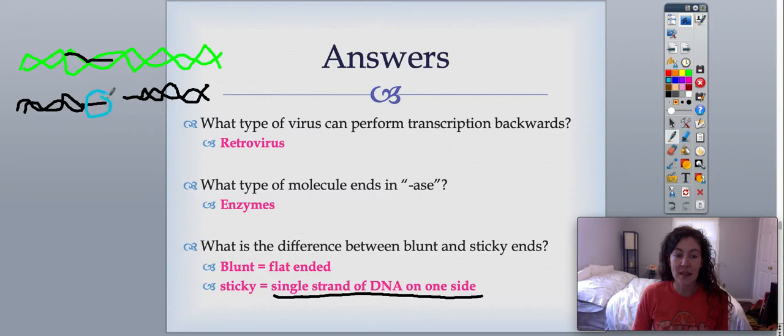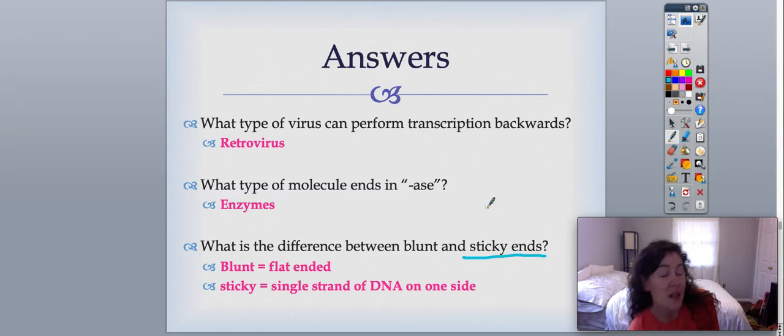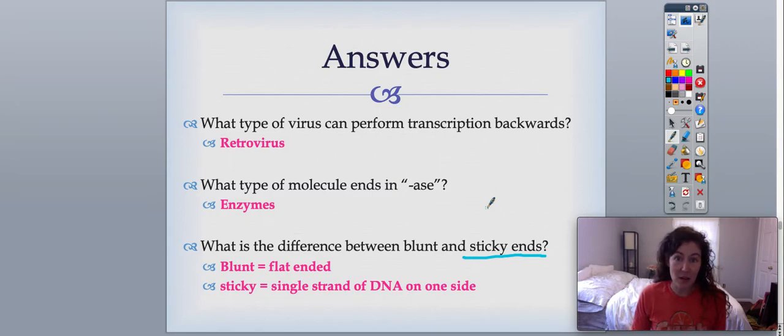These two ends were originally in the exact same spot. They want to stick together again. They want to be happy. They want to stick together. They're going to stick together according to Chargaff's rule. And if you remember, A will always match with T, C will always match with G. So our sticky ends match together with Chargaff's rule because they have that single-stranded part on one side.